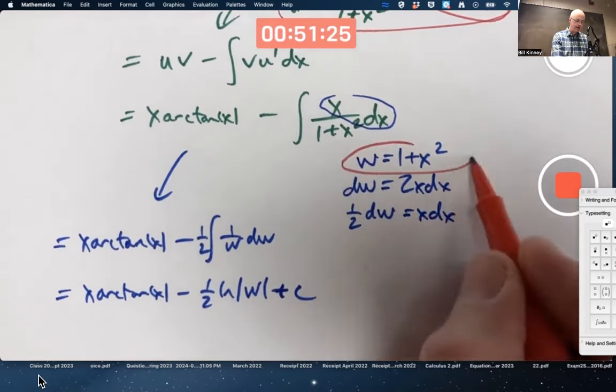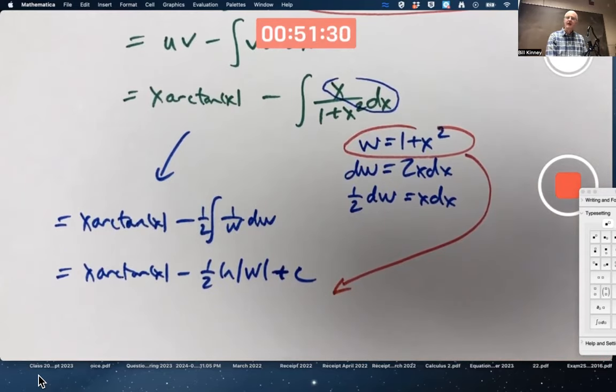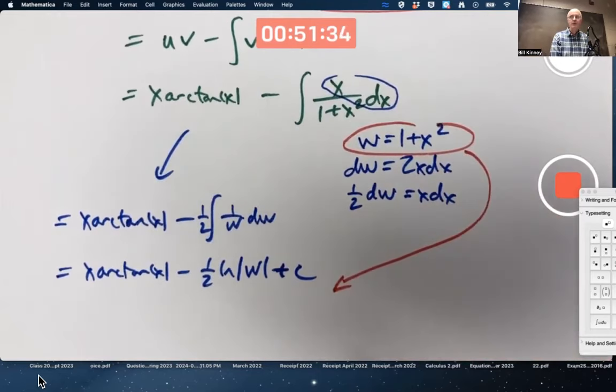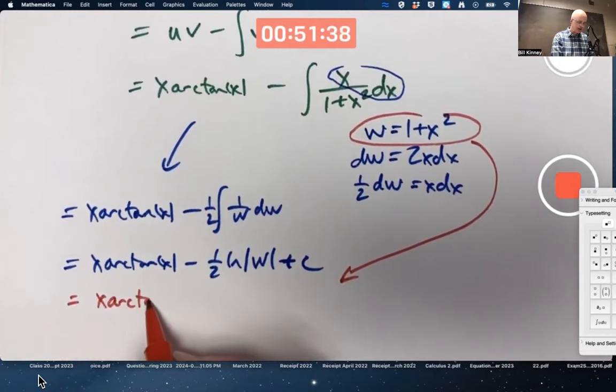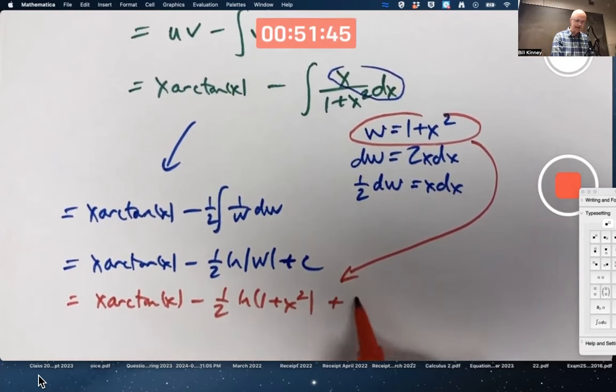So we need to use this substitution now to help us simplify in terms of x. And notice that 1 plus x squared is always positive. Therefore, I can get rid of the absolute value signs. The final answer is x arctangent of x minus 1/2 ln of 1 plus x squared plus c.